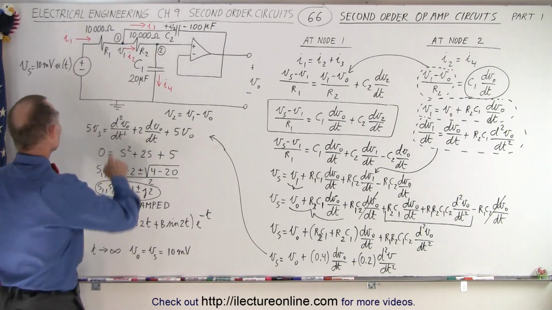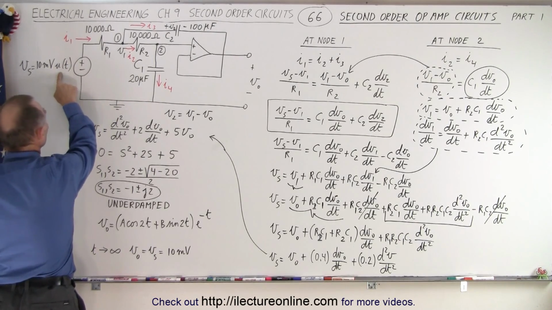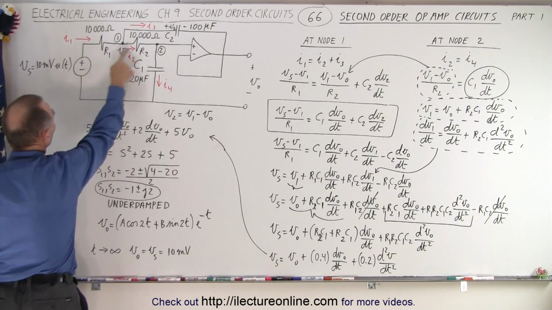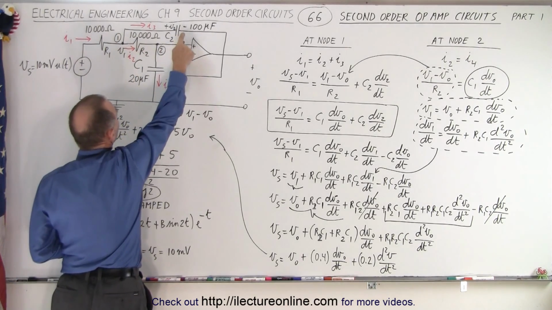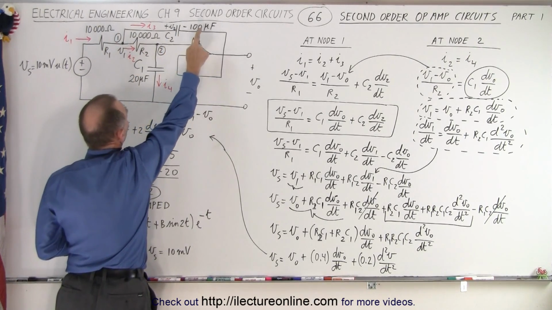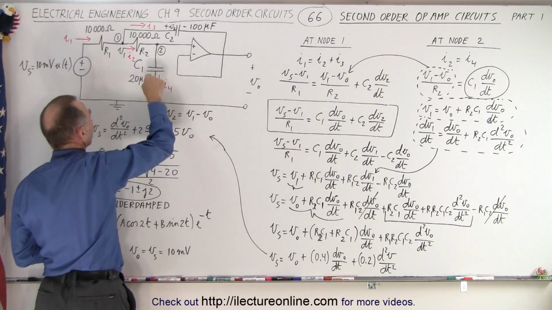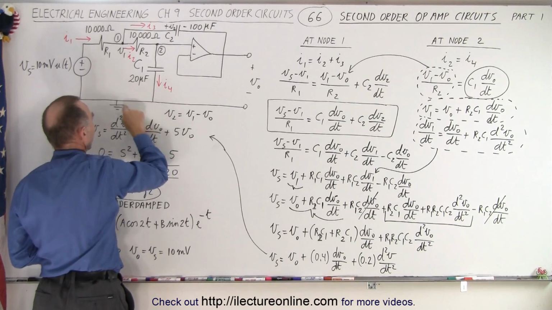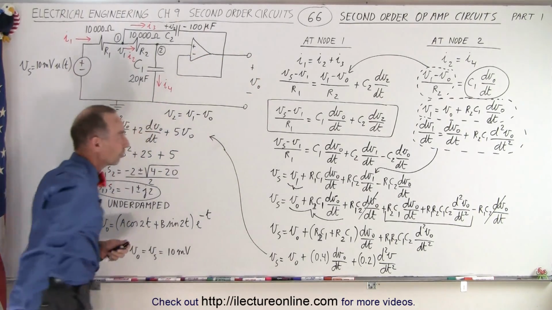Notice in the circuit we have a voltage source that puts out 10 millivolts at t equals 0. We have two resistors, each of 10,000 ohms. We have a branch point here that goes to a capacitor, that's a 100 microfarad capacitor, and then we have a branch point here where we go through a 20 microfarad capacitor back to ground, the operational amplifier, and then we have the output voltage here.